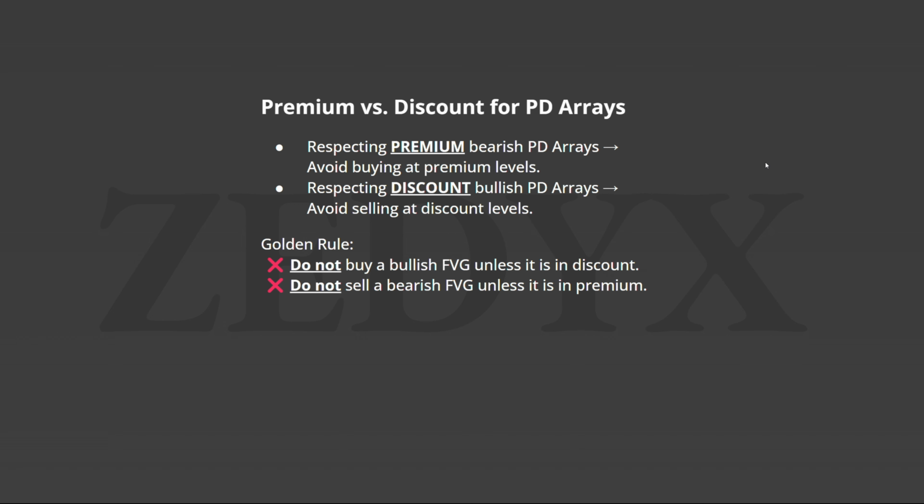Premium versus discount for PD arrays. Respecting premium bearish PD arrays, avoid buying at premium levels. If we're respecting discount bullish PD arrays, avoid selling at discount levels. The golden rule: do not buy a bullish fair value gap unless it is in discount, and do not sell a bearish fair value gap unless it is in premium.